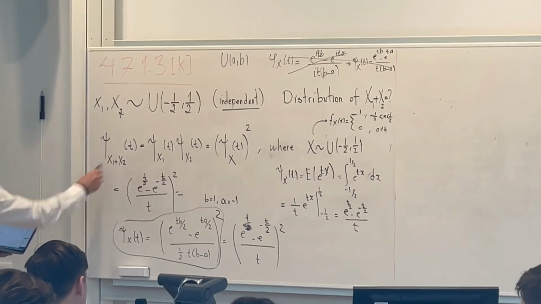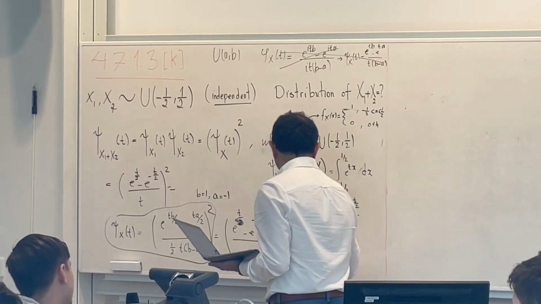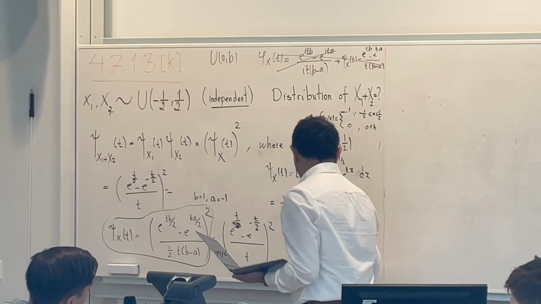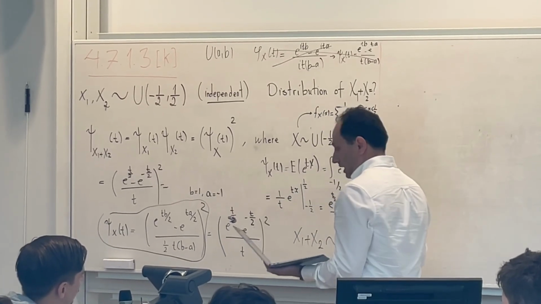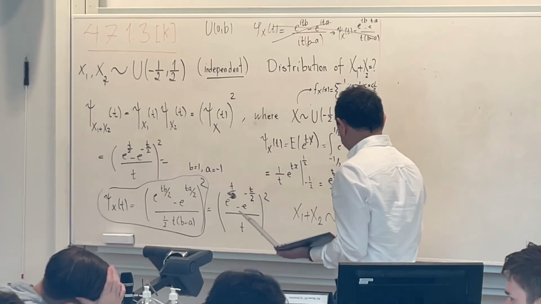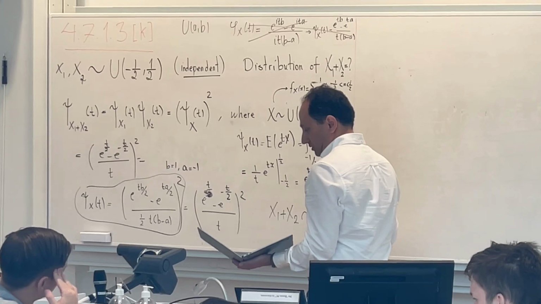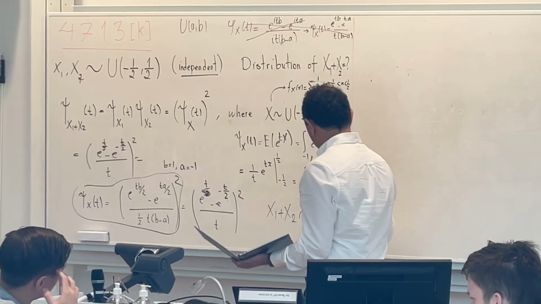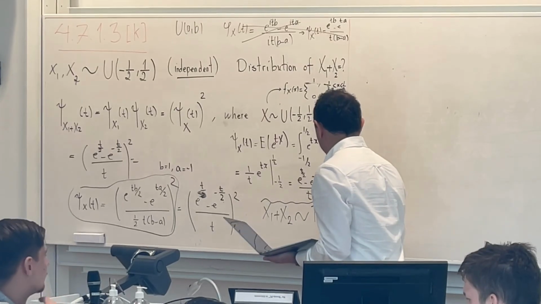So yes, if I want to answer the final problem, what will it be? X1 plus x2 is what? Triangular of A and B. A is the smaller one, B is the bigger one. So it becomes, yes, A is the smaller one, so it's minus 1 and 2. That is the final answer to this problem.